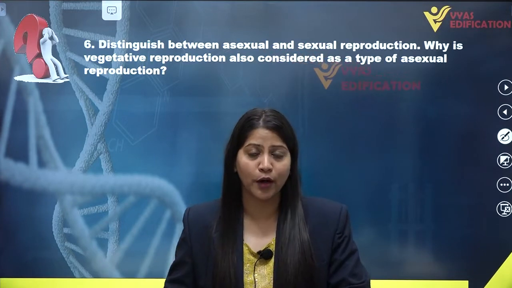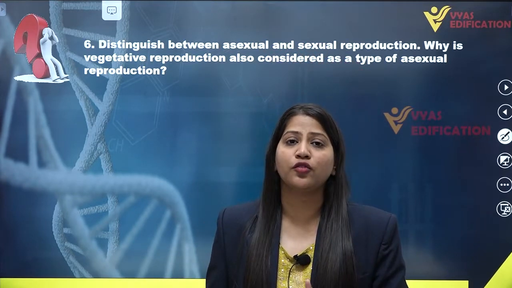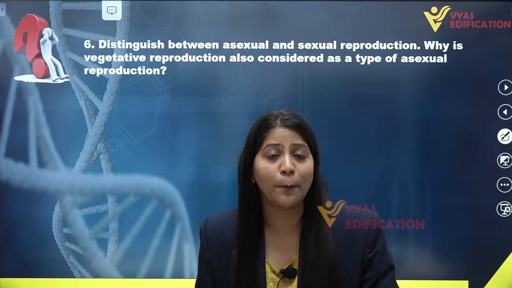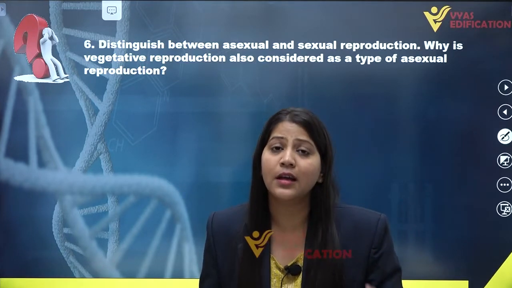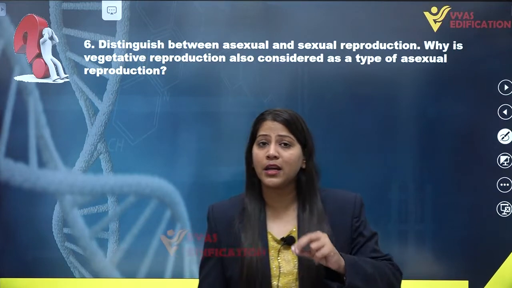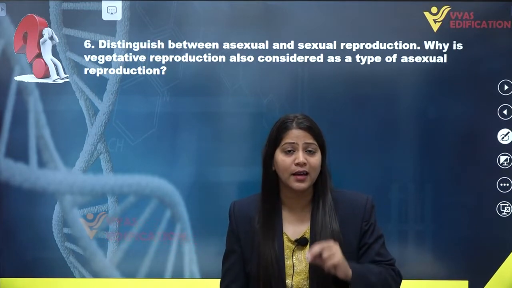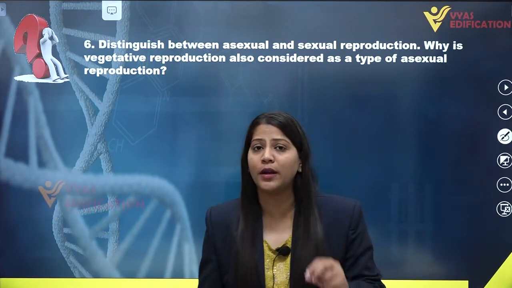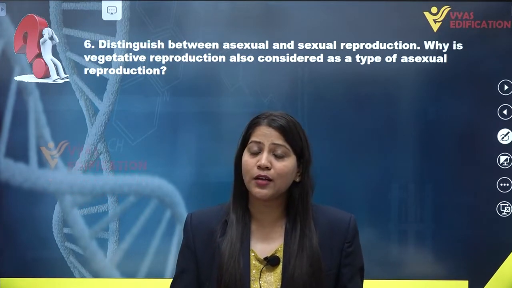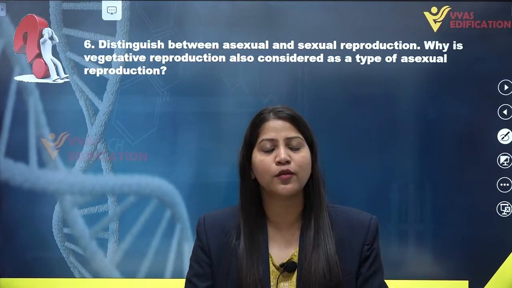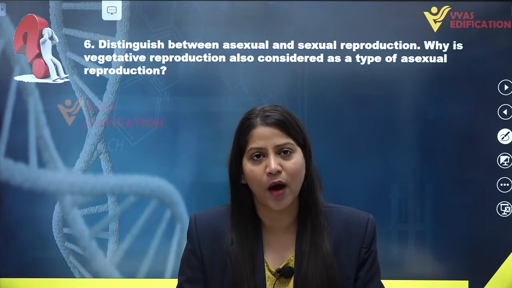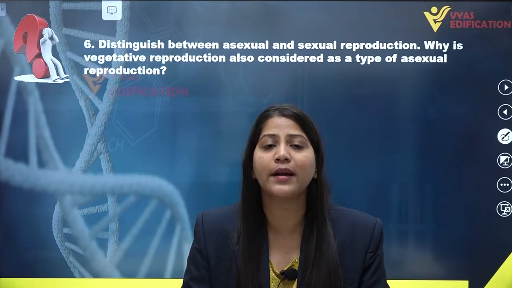In case of sexual reproduction, this advanced type of reproduction involves two different parents. Two parents of different sexes are involved in sexual reproduction. And in case of asexual reproduction, only one parent is required. Only one parent is required in asexual reproduction.